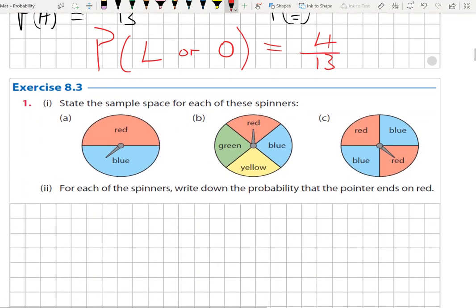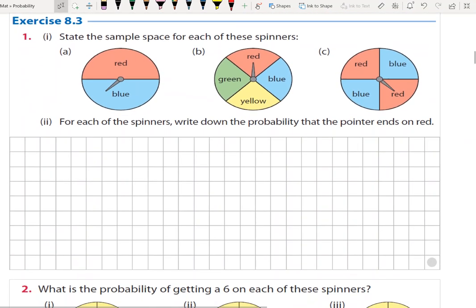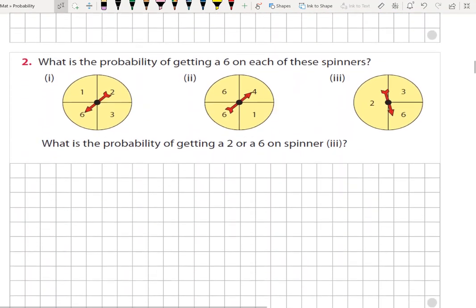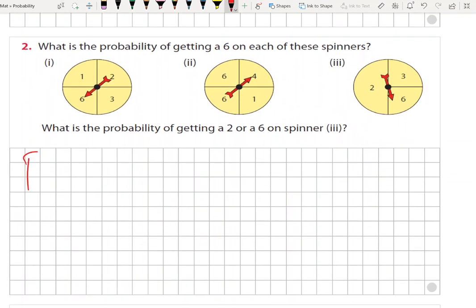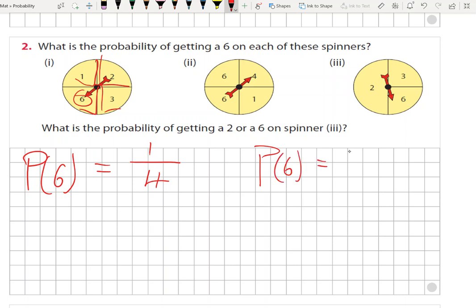Your homework is the odd number questions as always. I'll do the even number questions. Probability of getting a 6 in the first one is 1 over 4. There are 4 quartets and there's one of them that's a 6. The probability of getting a 6 in the second one, there are 2 over 4, and you must reduce that fraction to a half to get full marks.